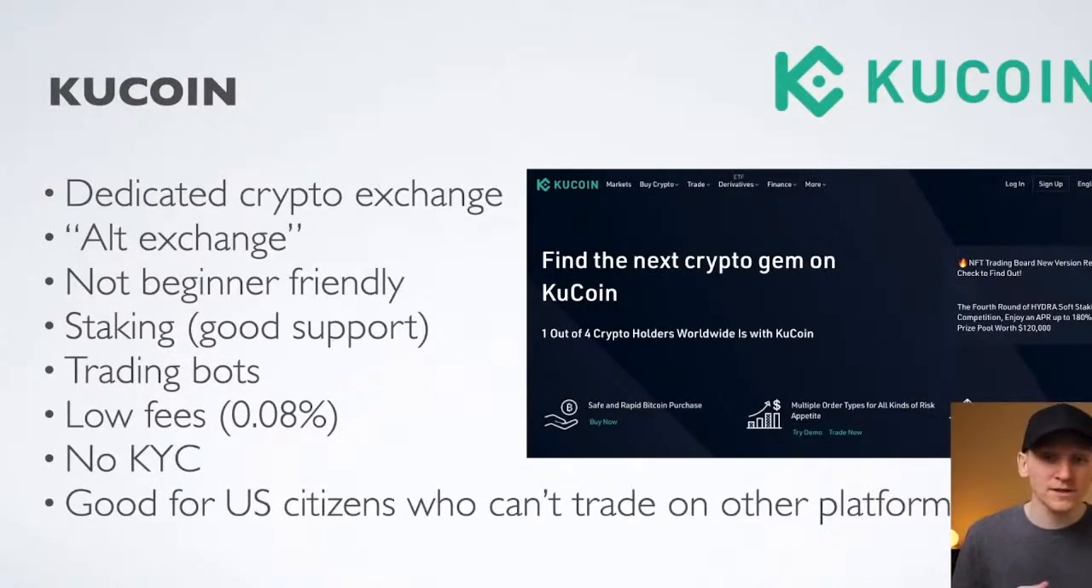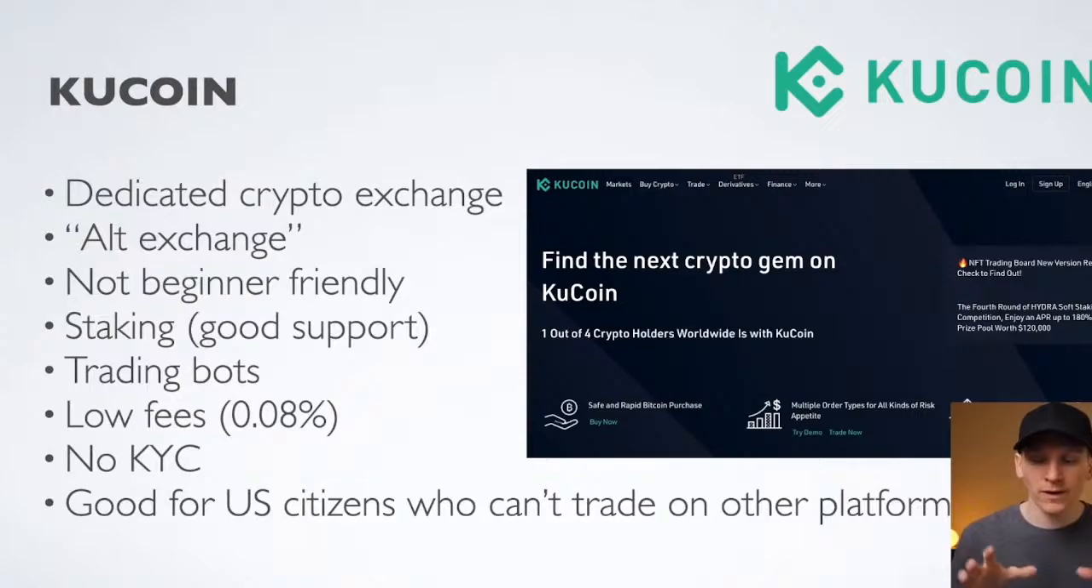We also have KuCoin, which is one that I really like as a platform. It's a dedicated crypto exchange. It is an alt exchange. So if you can't find an altcoin on another exchange, you might want to look at KuCoin. The thing with KuCoin, it's not that beginner friendly. It's not great at actually using fiat currencies like US dollar to go ahead and buy a cryptocurrency, and you can't withdraw fiat currencies from the system into your bank. It's just not something they support.